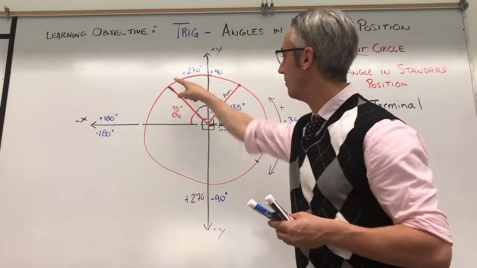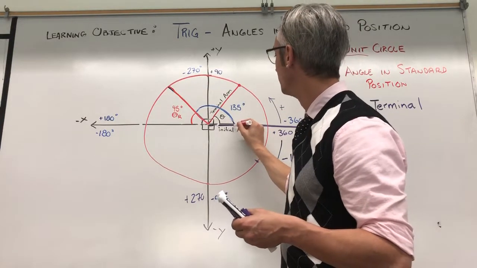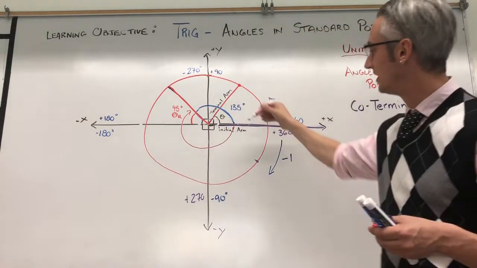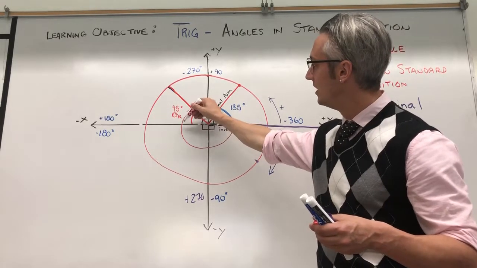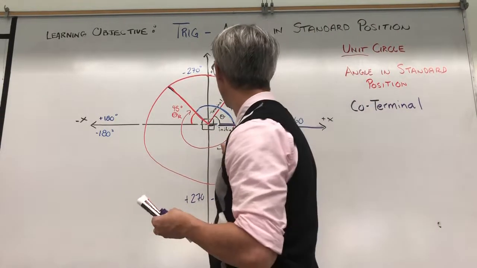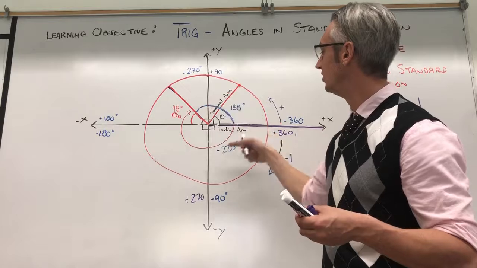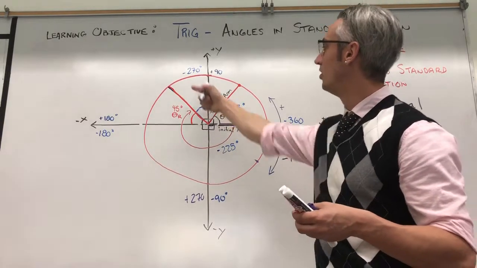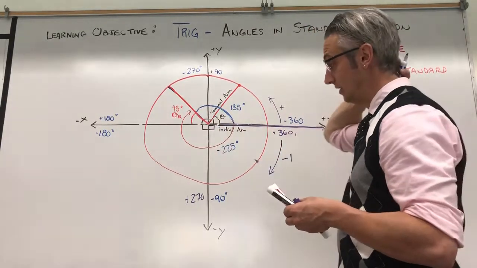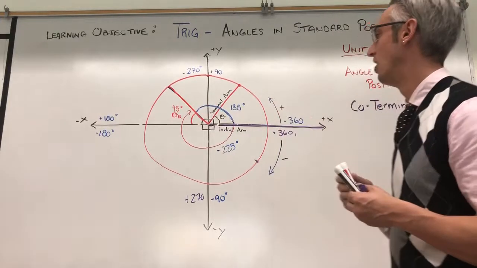So for every terminal arm, I have two angles. I have one that's going to be positive because I'm moving counterclockwise, but it's also going to have another angle, this guy, which is going to be my negative angle. In this case, it would be negative 180 plus 45, which is negative 225. So the coterminal angle for this angle in standard position is negative 225. Each terminal arm has a coterminal arm that forms its own negative angle because we go clockwise. So clockwise is negative, counterclockwise is positive.